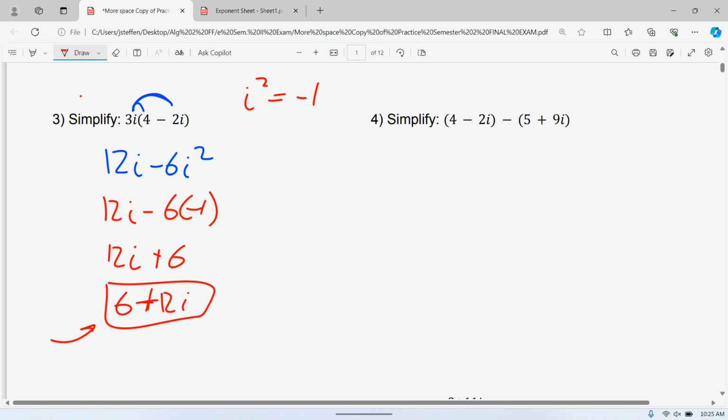Number 4, the most common mistake with this one is people just forget about the parentheses and then combine things. You have to distribute that negative. So a lot of people say 4 minus 2i plus 5 minus 9i, and then combine like terms. That's wrong because this should not be a plus. You should distribute that negative. Sorry. So it should be 4 minus 2i minus 5 minus 9i. Positive i multiplied by that negative makes it change its sign. So 4 minus 5 is negative 1. Negative 2 minus 9 is negative 11i.